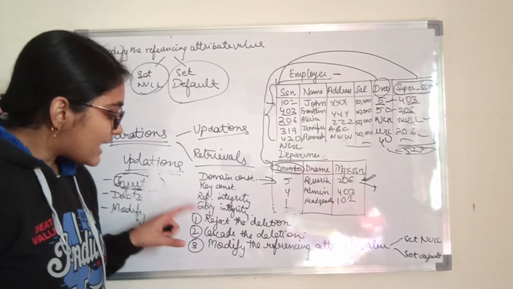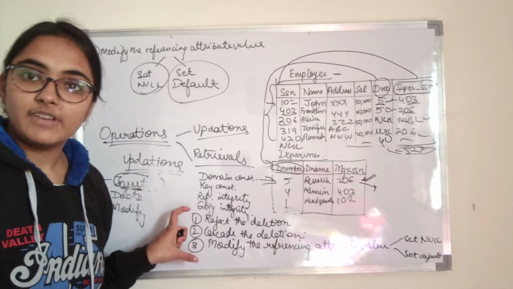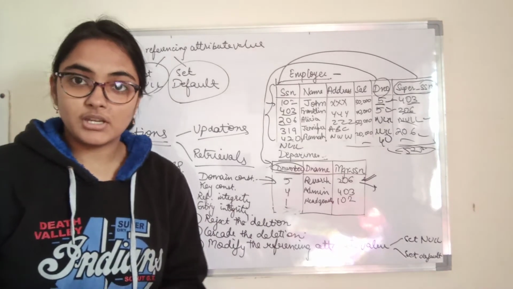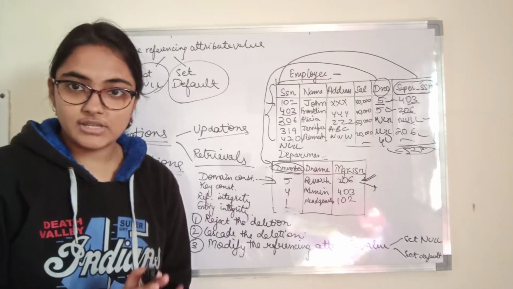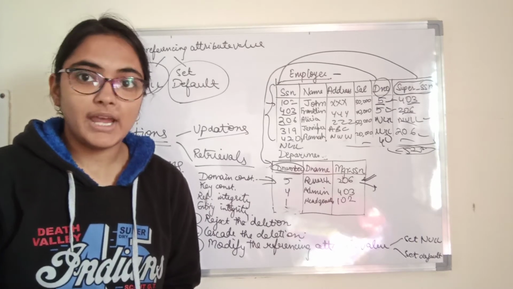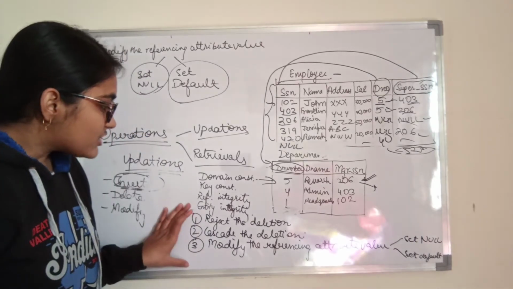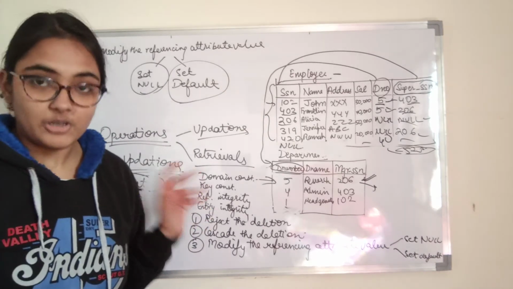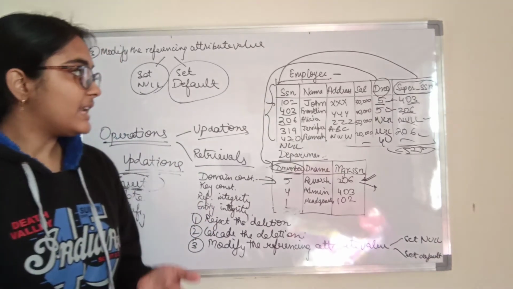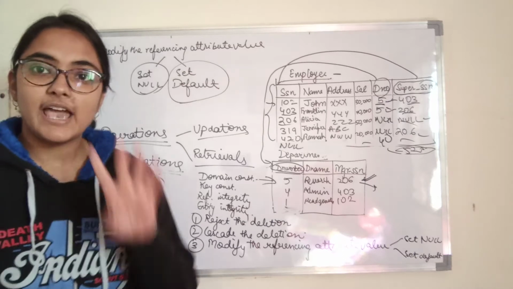Okay, so these are the 3 ways in which we deal with violation of referential integrity constraints in case of delete operation, right? And even a combination of these 3 is possible, right? How? Well, let us say we have 4 relations.